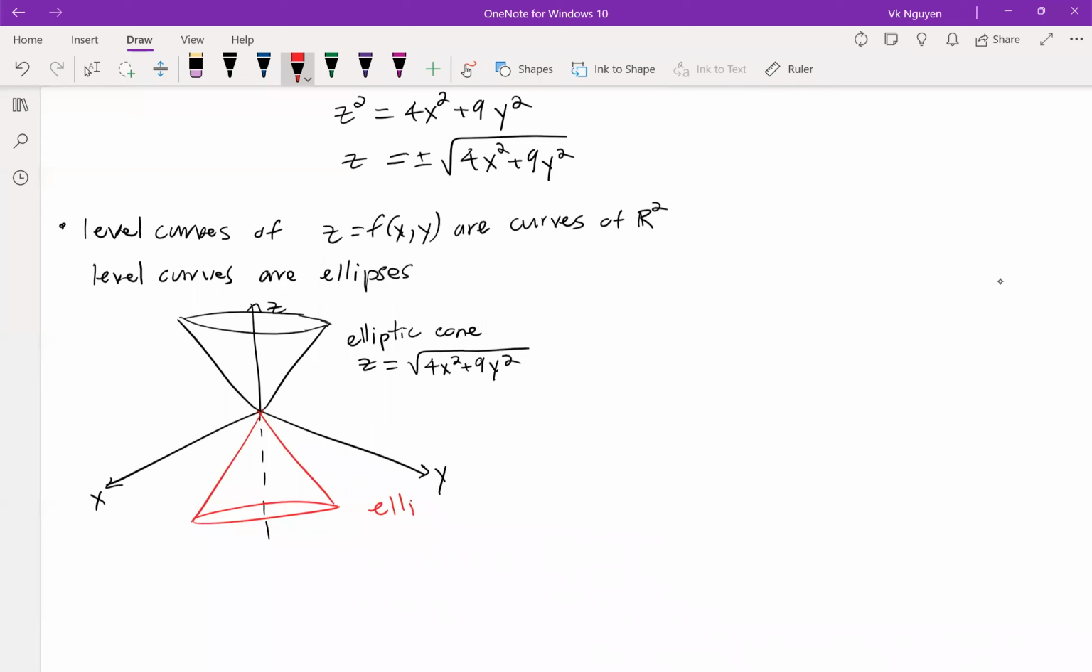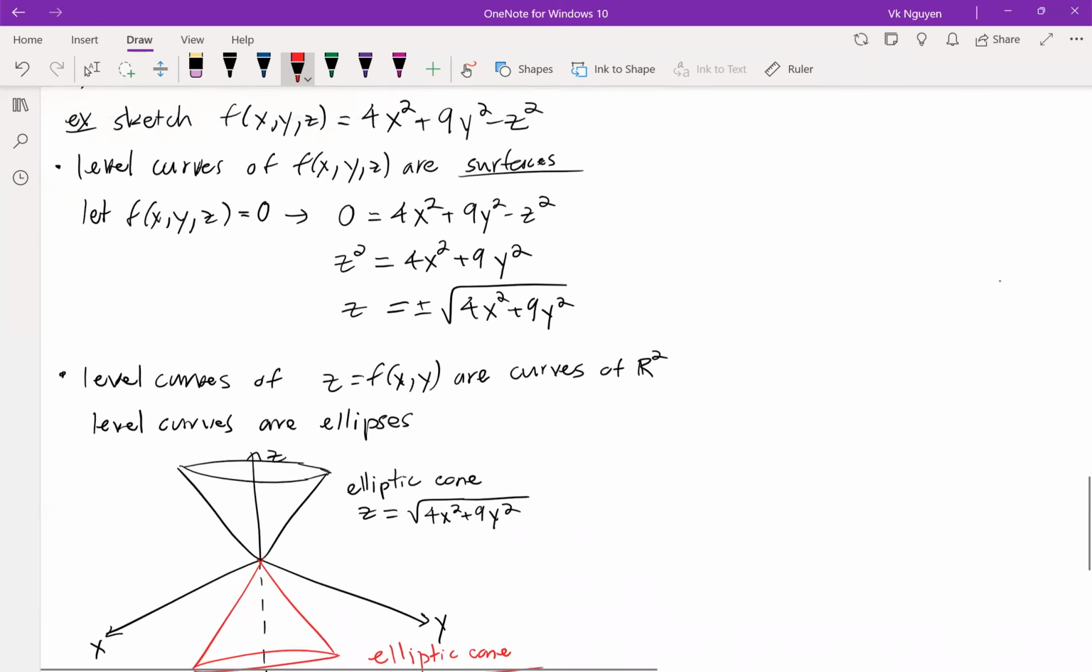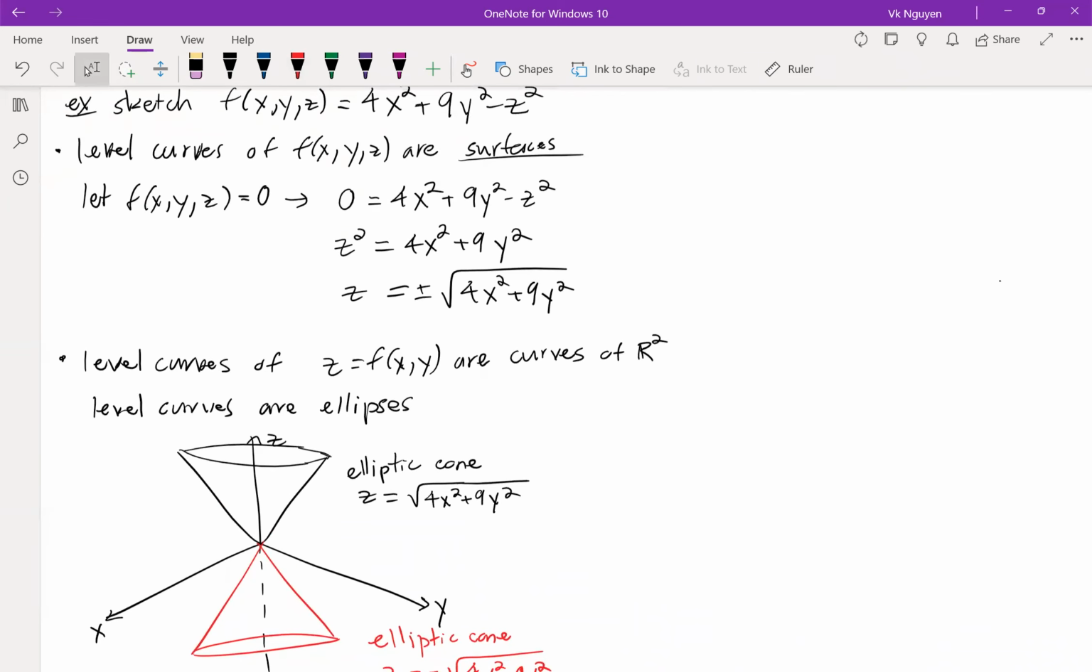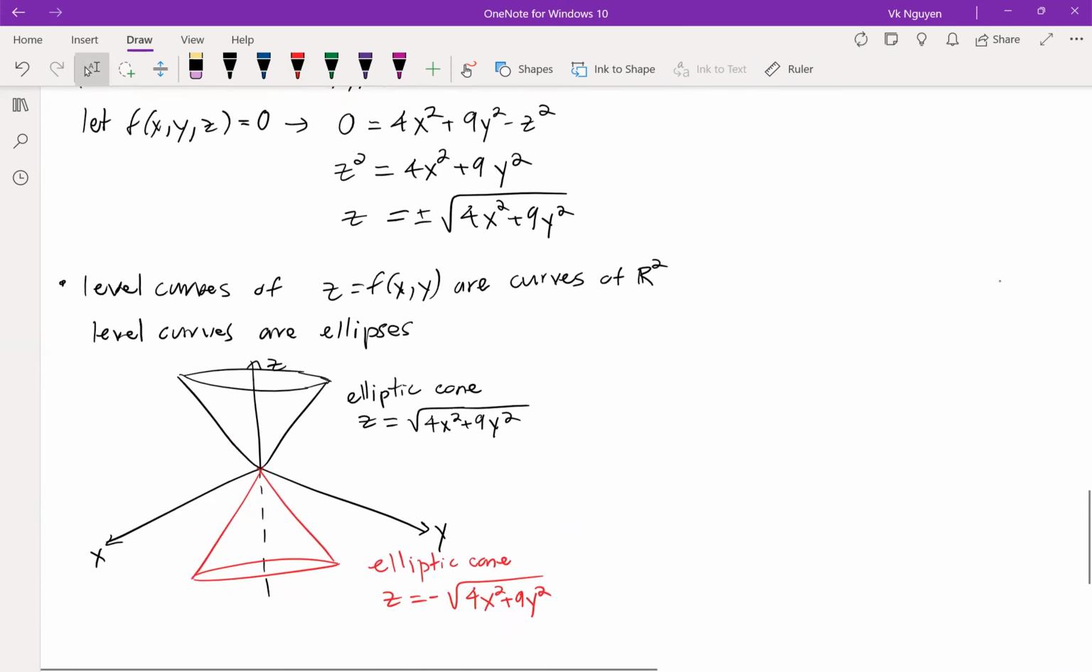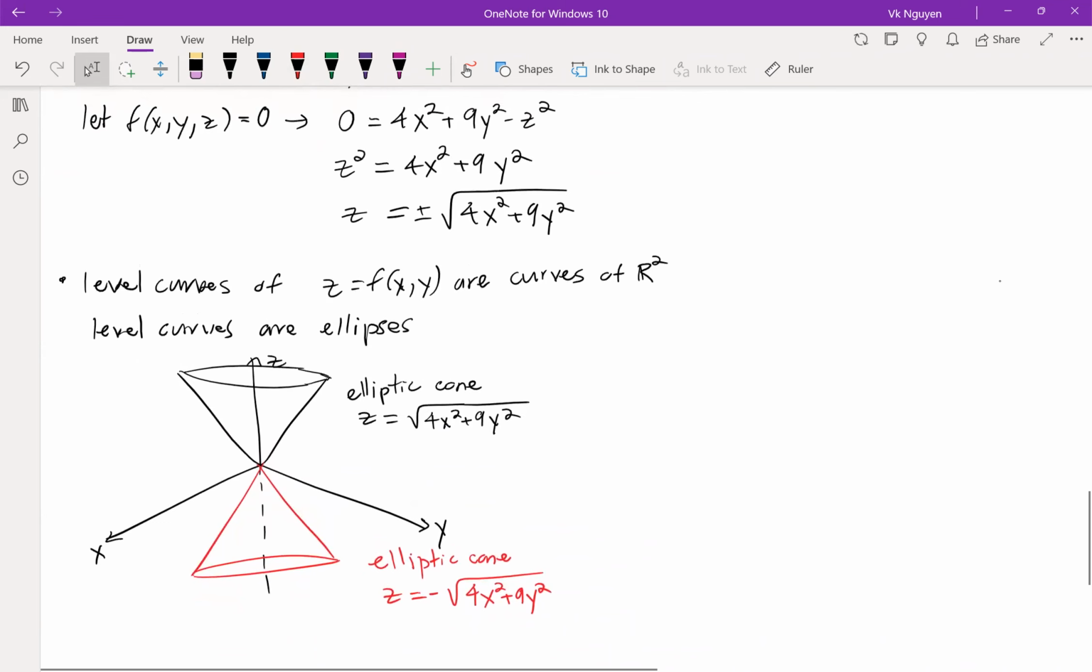Elliptic cone, z equal minus root of 4x squared plus 9y squared. That is only the level curve for f(x,y,z) equal to 0. We've got to do f(x,y,z) equal 1, equal 2, equal 3, equal 4, equal 5, and then stack them all together. Then you're going to get a density. Well, I can only do 2 though, running out of time.